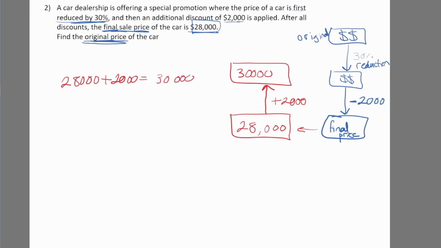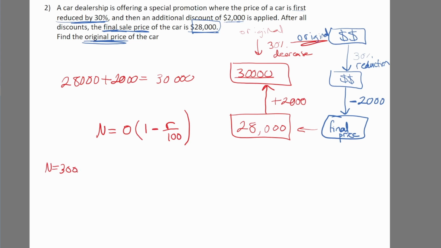Okay. Now I want to find the original price. Again, you ask yourself, how did I get to the 30,000? Well, I had an original price right here, and I reduced it by 30%. So this was a percentage decrease. Okay. So now we're dealing with a percentage decrease equation. So the new is equal to old multiplied by 1 minus r over 100. The new price is 30,000. The old price is what I don't know. It's the original one. And finally, the r is 30.